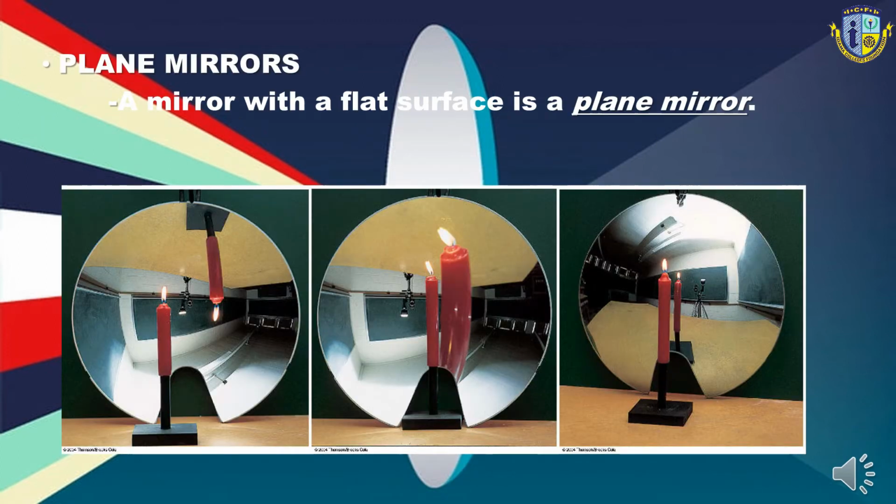Plane mirrors. A mirror with a flat surface is a plane mirror, an ordinary mirror without a curve inside and out. These mirrors can be found almost anywhere, from bathrooms to hallways, to exteriors of buildings, and knowing how they reflect light can make complex mirror variants significantly easier to understand.